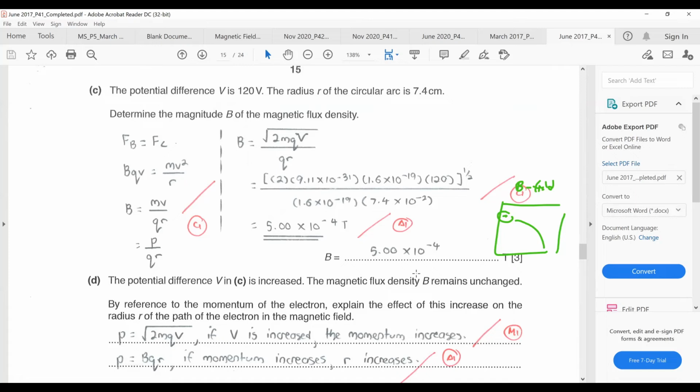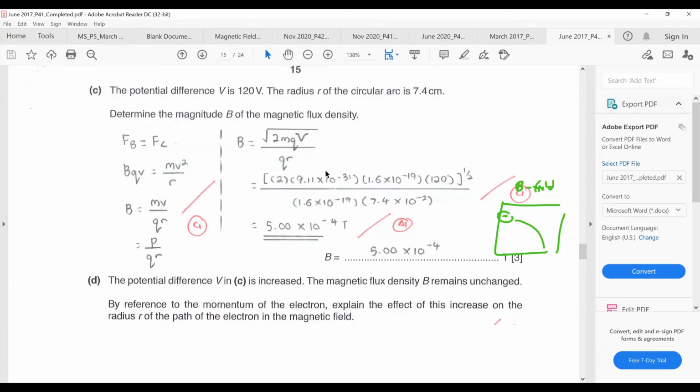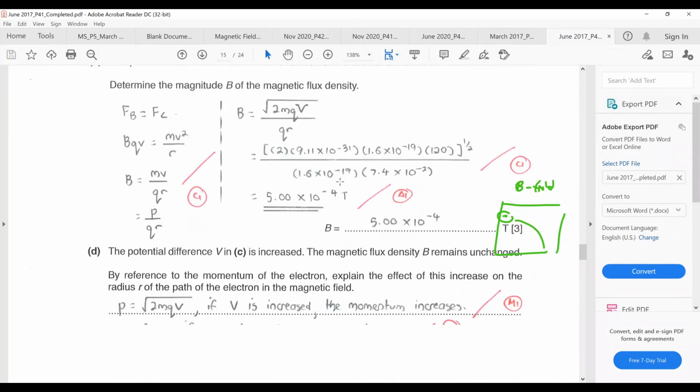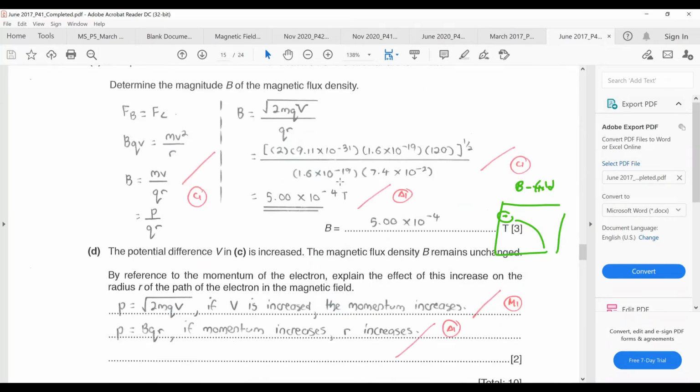Since this is an electron, your mass of electron is 9.11 times 10 power minus 31. Get from your data sheet. Charge of electron is 1.6 times 10 power minus 19. This one, if you can't remember, you can also get from the data sheet. Okay, so this part is fine. So this one no issues. All right, if you're okay, then I'll move to the next one.